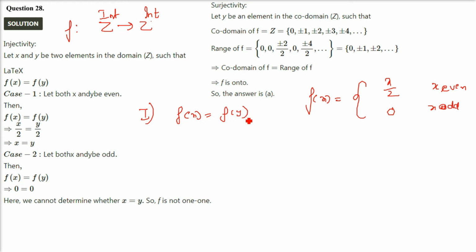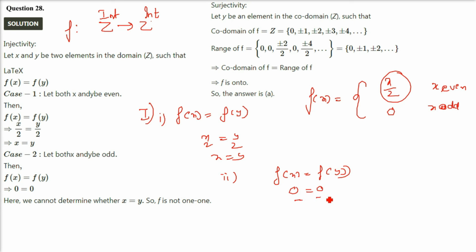These are 4 cases, but you'll see that. Let me make case 1. Both are even. So x by 2 equals y by 2, so x equals y. This is 1 to 1 in case 1. Coming to case 2, why I'm not going to case 3 and case 4, you'll see here. You have f(x) equals f(y), but since they both are odd, 0 will be equal to 0. But how can we determine that x equals y? Because 0 equals 0 doesn't signify that x equals y. So it is not 1 to 1.